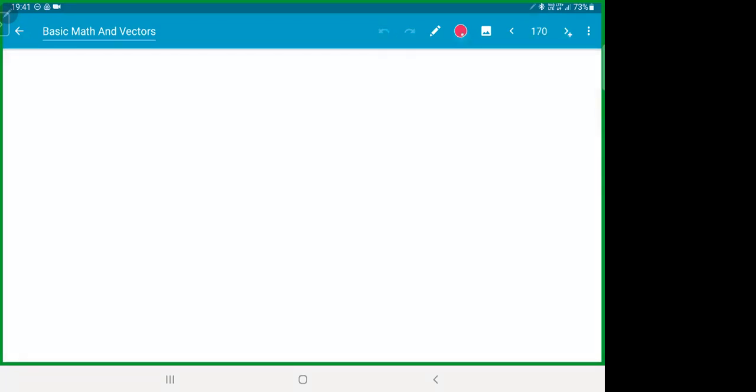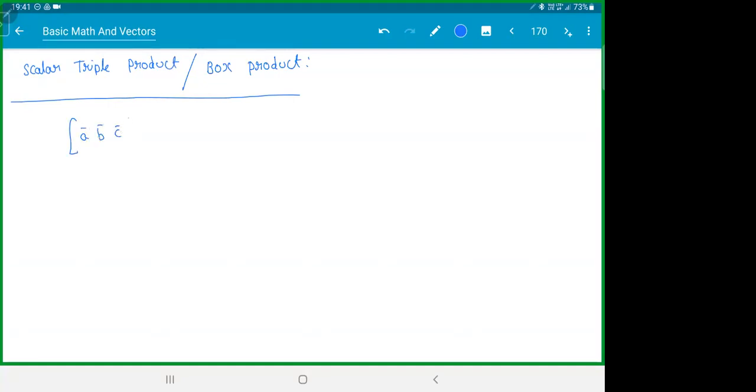The next one, we call the scalar triple product. If you observe, the dot product gave you the length of one vector in the other direction. The cross product gave you the area. This is called a box product or scalar triple product. This is how we write it: A bar, B bar, C bar. This is nothing but A cross B bar dot C bar. So you have a cross product and a dot product. B cross C bar dot A bar, C cross A bar dot B bar, all are the same.